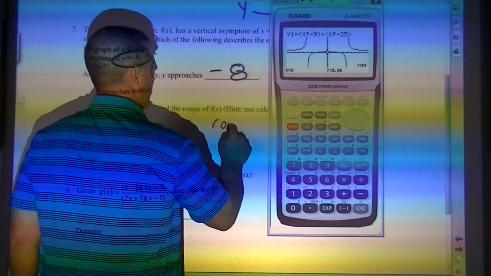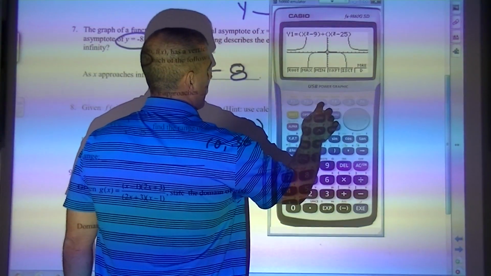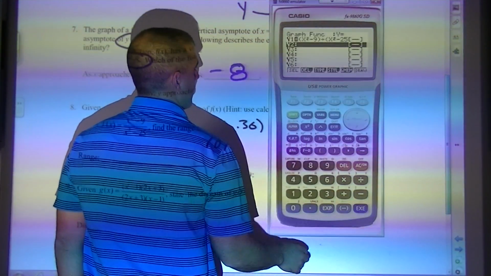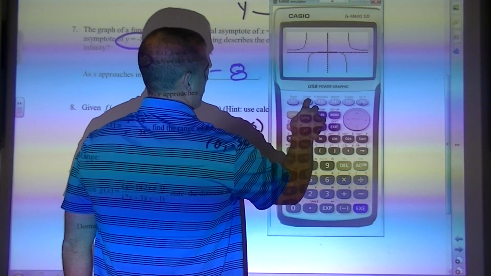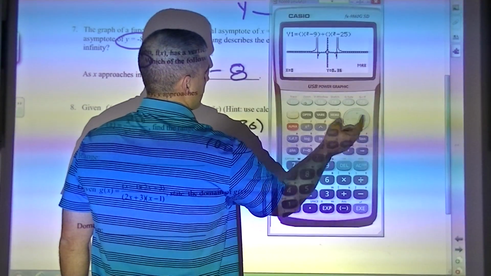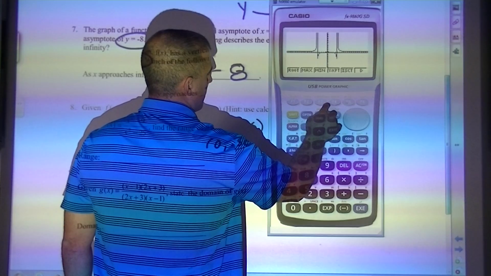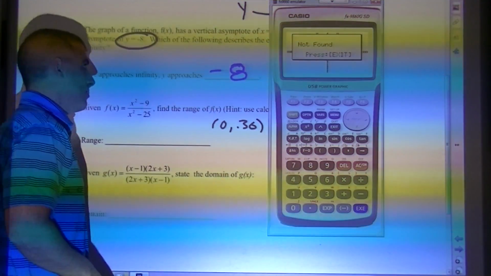That's 0.36. And then G solve, min. Let's zoom out. G solve, max, okay, we got that. And then G solve, minimum. We don't have one.